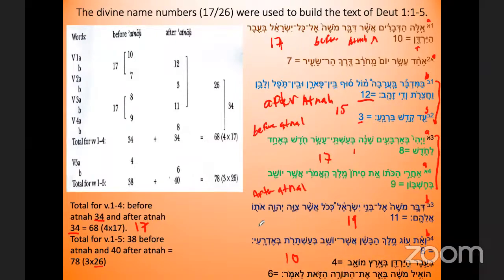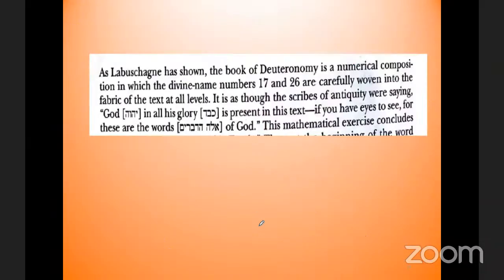But anyway, the book of Deuteronomy is a numerical composition in which the divine name numbers 17 and 26 are carefully woven into the fabric of the text at all levels. And as though the scribes of antiquity were saying, God, or Yahweh, or Yud-He-Vav-He, and in his glory, Kavod, because remember, 17 and 26 is present in this text. If you have eyes to see, for these are the words, Eleh Devarim, of God.